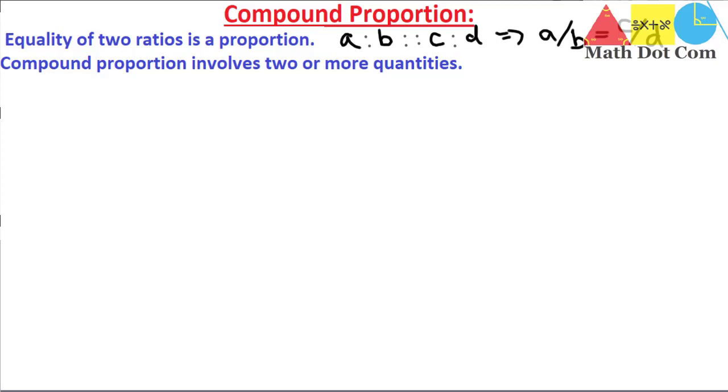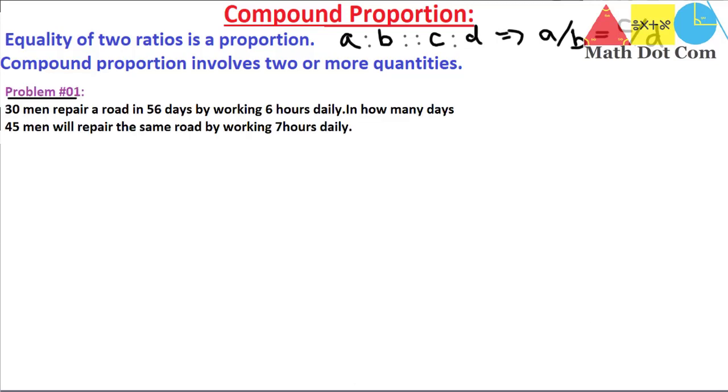I will tell you the easiest and quickest way, and we will also check whether our answer is right or wrong. So let's start with an example. Problem number 1: 30 men repair a road in 56 days by working 6 hours daily. In how many days will 45 men repair the same road by working 7 hours daily?